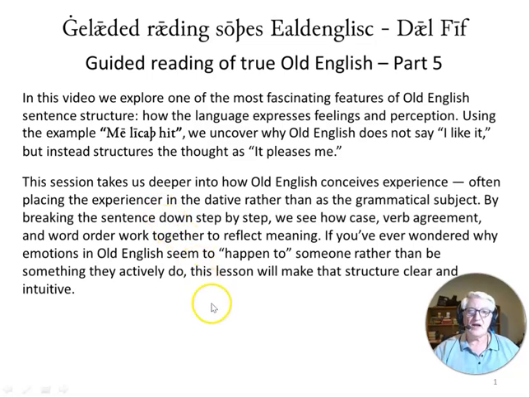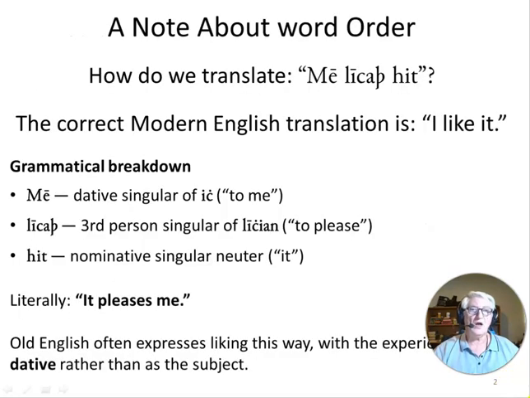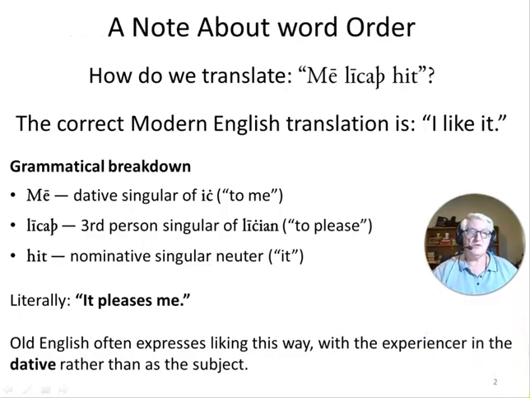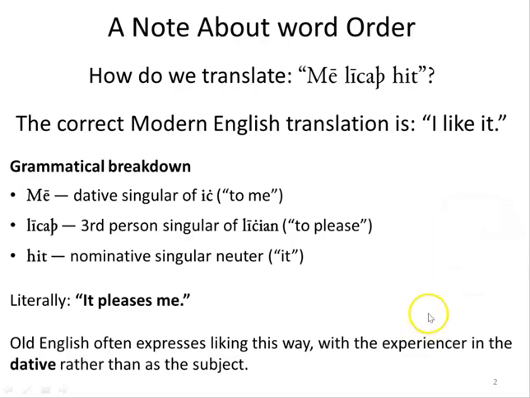By breaking the sentence down step by step, we see how case, verb agreement, and word order work together to reflect meaning. I'm not asking you to memorize any of this, so please just be aware of it. That's all you need to do at this stage. If you've ever wondered why emotions in Old English seem to happen to someone rather than be something they actively do, this lesson will make that structure clear and intuitive. So how do we translate me līcaþ hit?